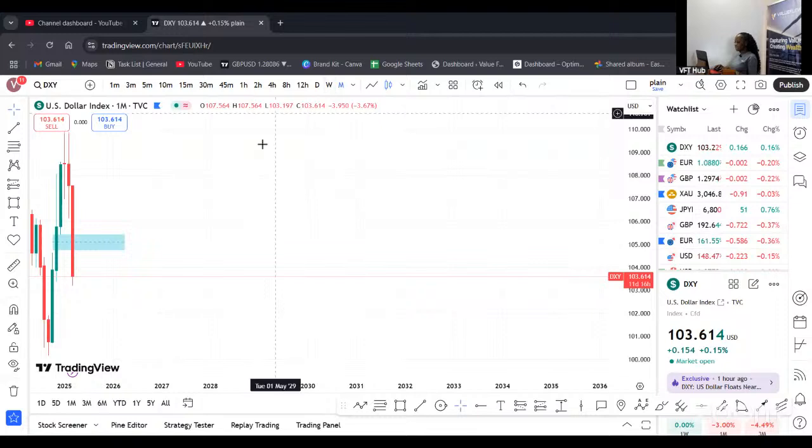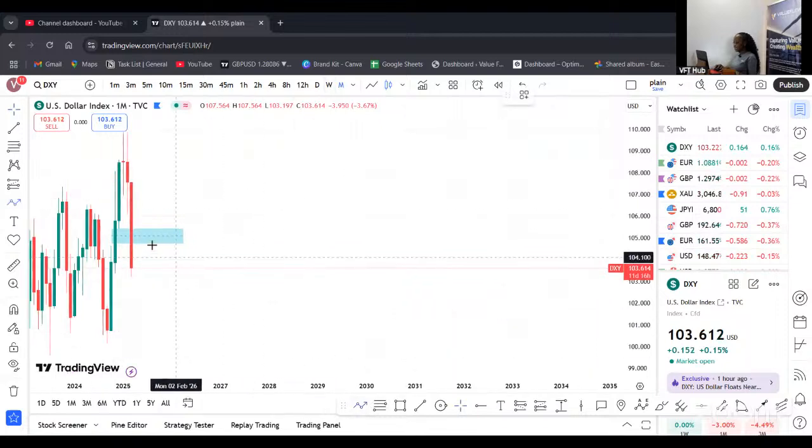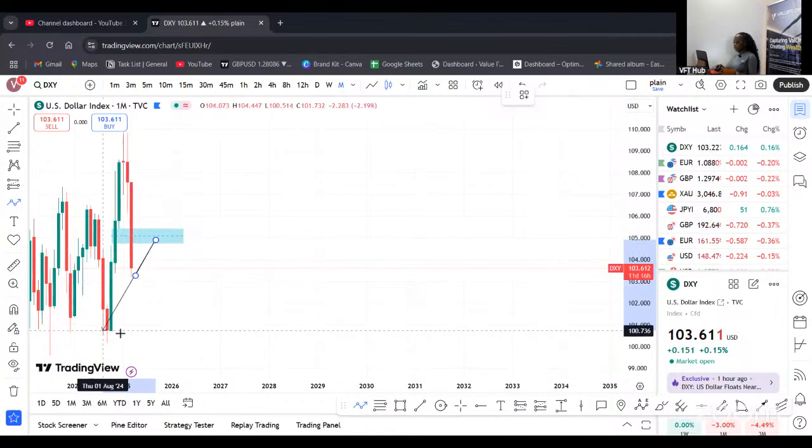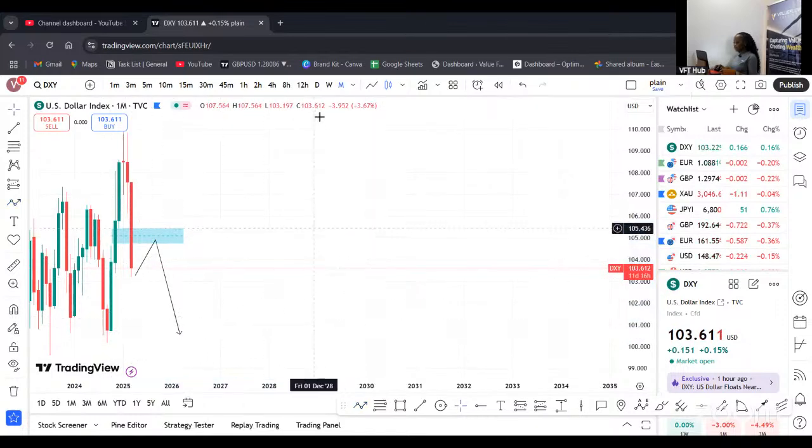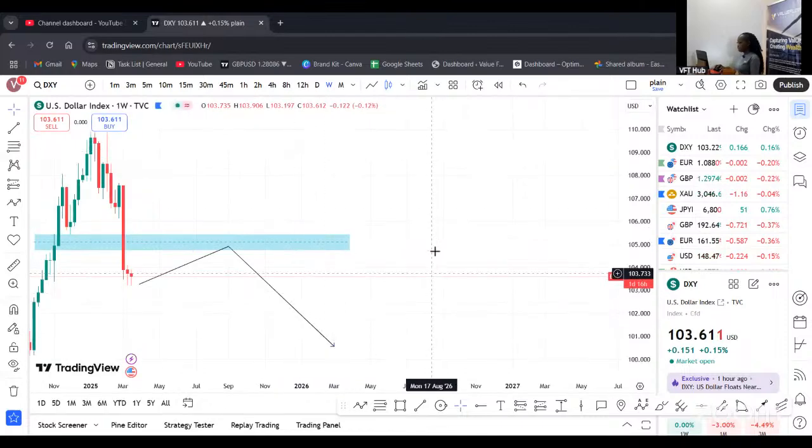So what am I now expecting the DXY to do? I am thinking we're going to see something like this into the zone and then back into this support level that we have down below. But let us look down further to reconfirm.